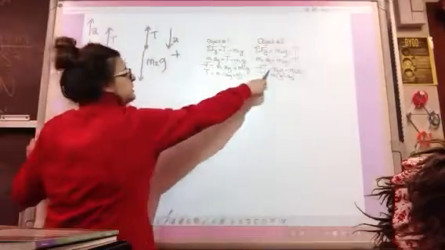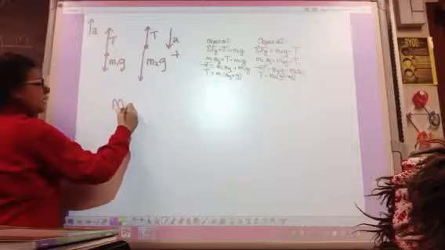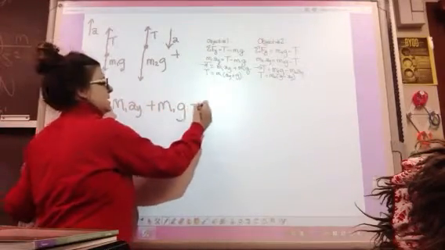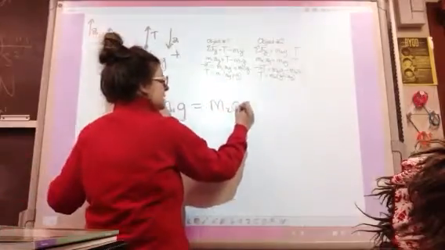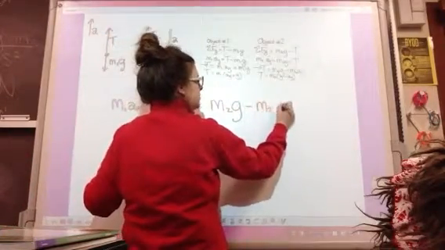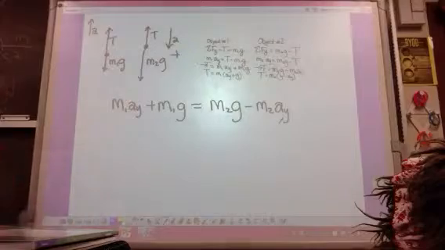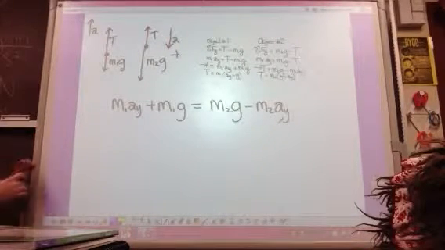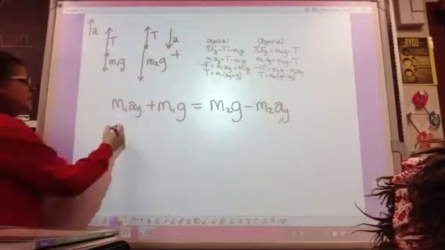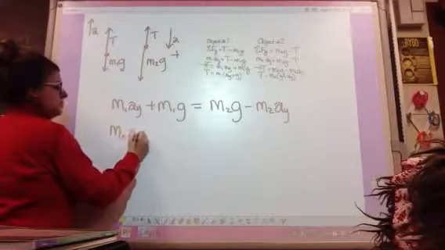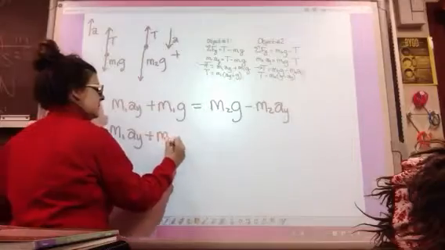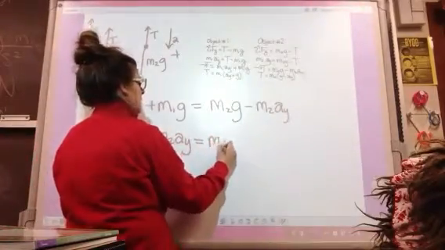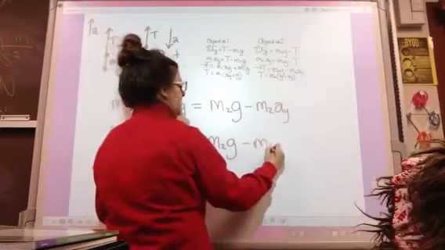So let's actually use the ones that we did before. So I have m1 ay plus m1g equals m2g minus m2 ay. I want to get just acceleration in the y direction, so I want to make sure that I get those on the same side. So that would be m1 ay plus m2 ay equals m2g minus m1g.